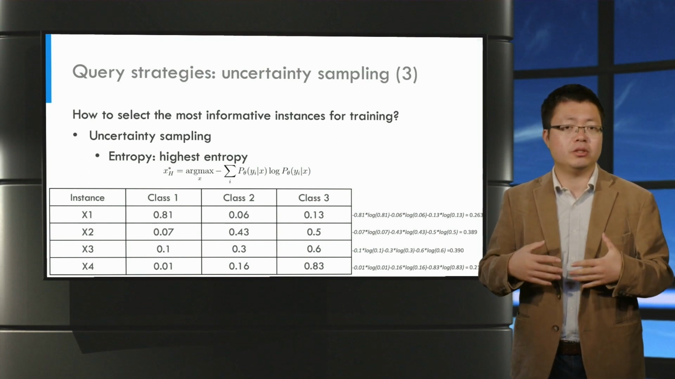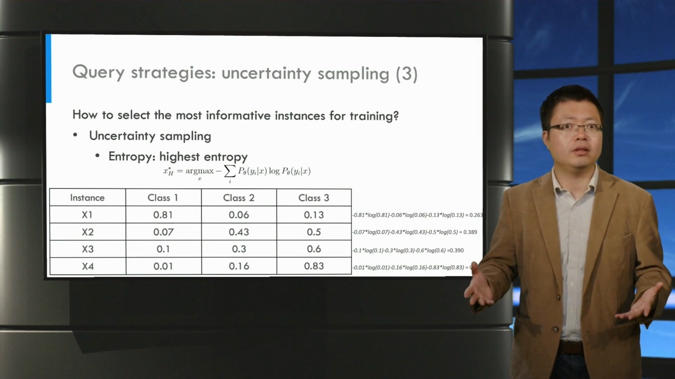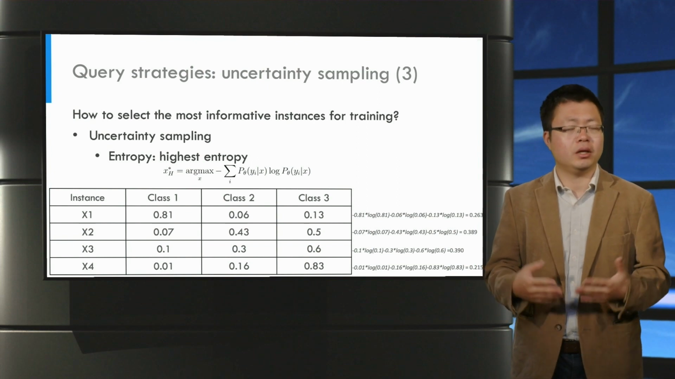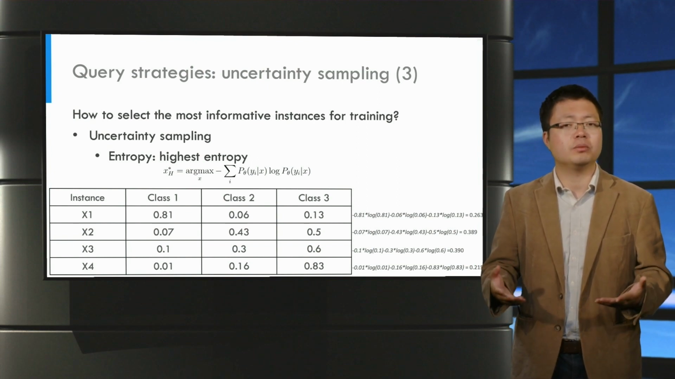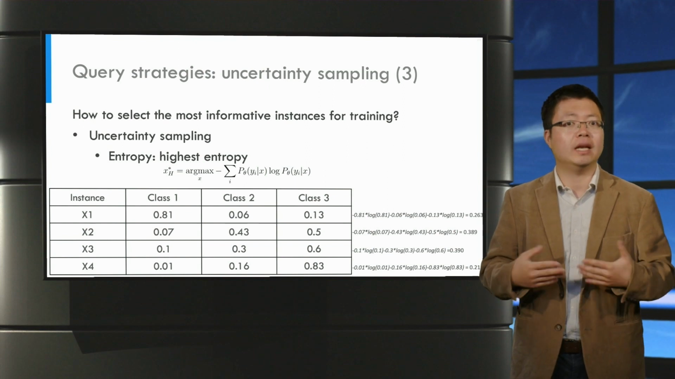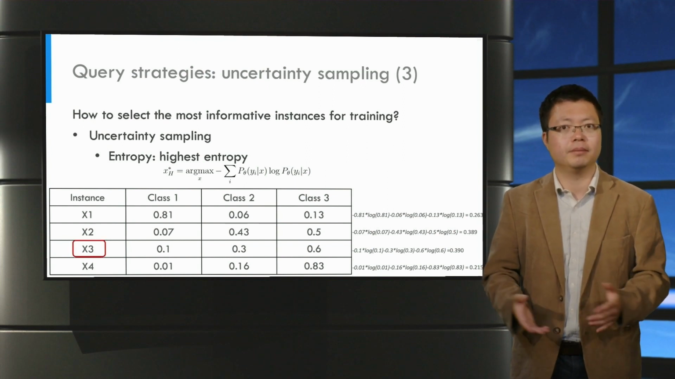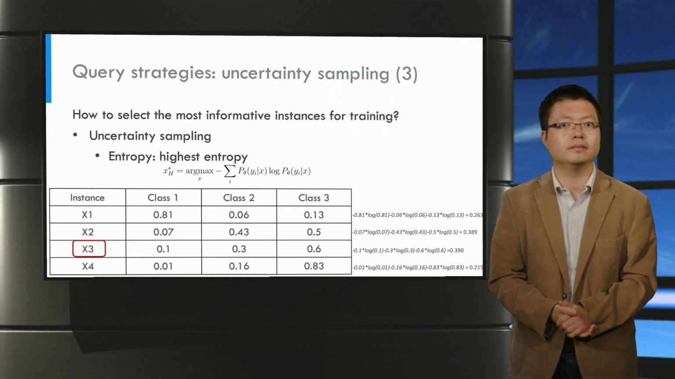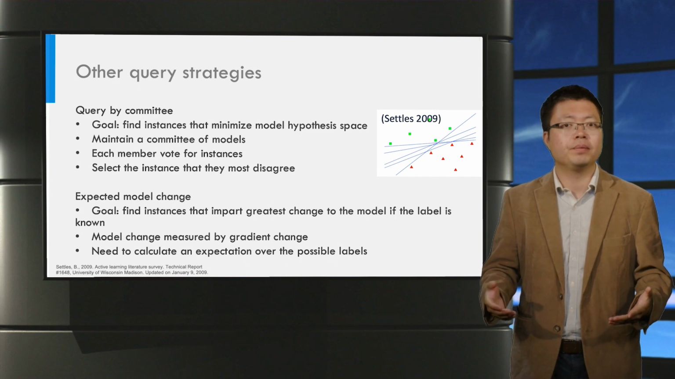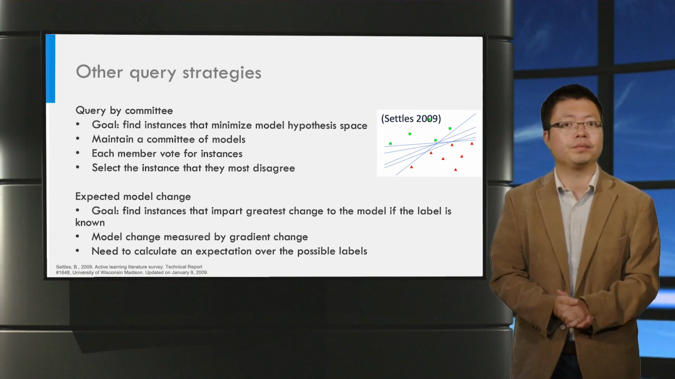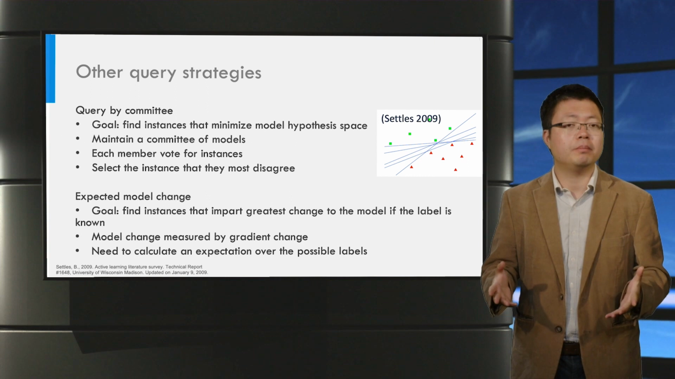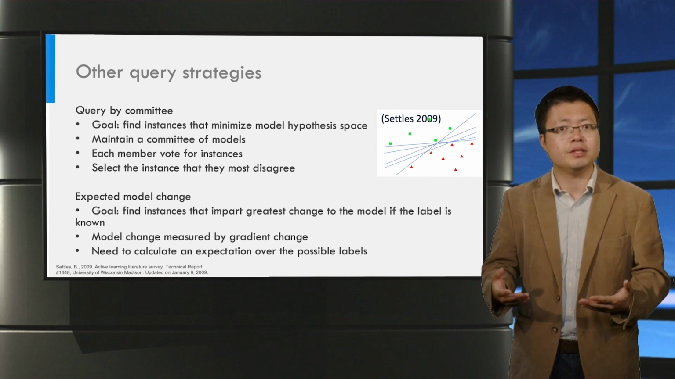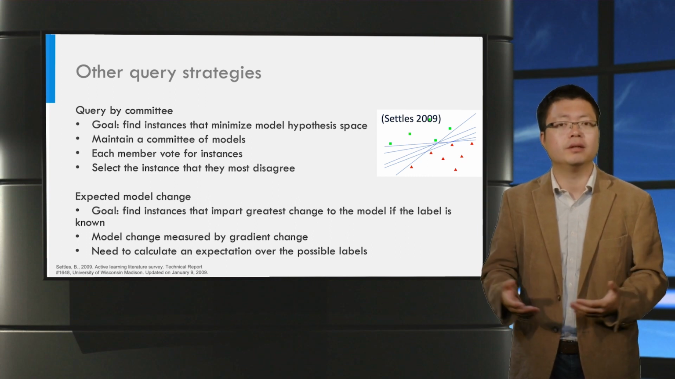However, the entropy-based approach generalizes easily to multi-label classifiers. In the same example, here is the result we will get using entropy-based sampling, and we will select x3 for labeling. Apart from uncertainty sampling, there are some other sampling methods. One of them is called query by committee. The goal is to find the instances that minimize the model hypothesis space.